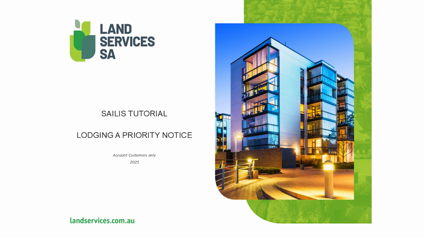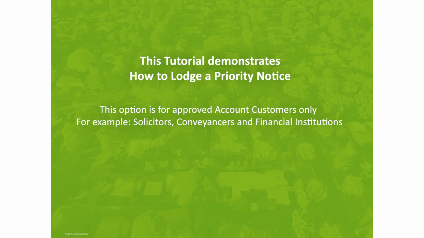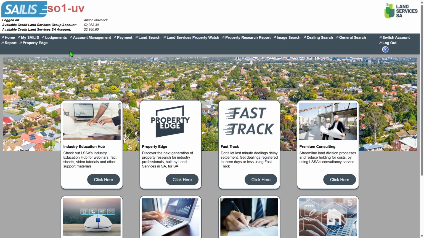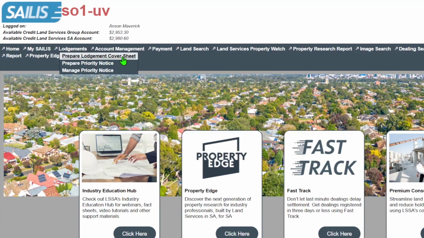Welcome to SAILIS. This tutorial will show you how to lodge a priority notice as an account customer. Hover your cursor over the Lodgements menu option and click Prepare Priority Notice.